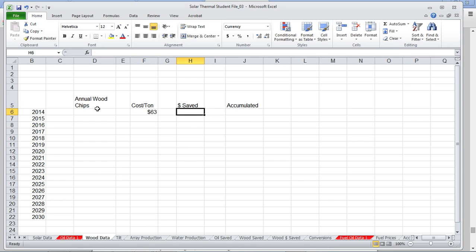Dollars saved, I think that's fairly simple. You have tons of wood chips, you have cost per ton, simple conversion to figure out dollars saved per year. And I explained how to do the accumulated calculation in the oil projection. Basically, you can fill out this workbook and create at least one or two new charts that describe this data. Probably the most important one would be your accumulated savings over time.